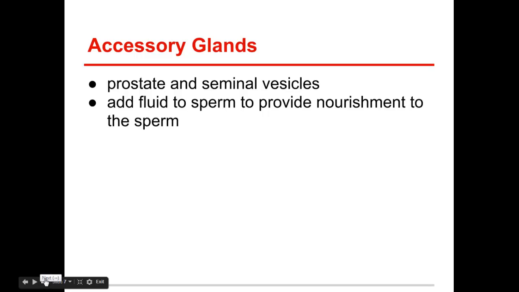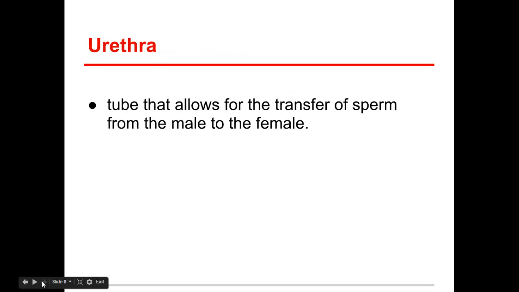Next, we have other accessory glands called the prostate and seminal vesicles. They add fluid to the sperm. This gives the sperm nourishment and allows them to travel. And then finally, you have the urethra, which is a tube that will allow the sperm to exit the body. And in the case of the human, or just biologically speaking, hopefully be able to fulfill the sperm's goal of fertilizing an egg and producing offspring.